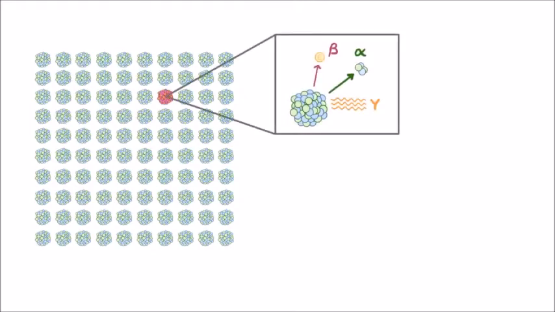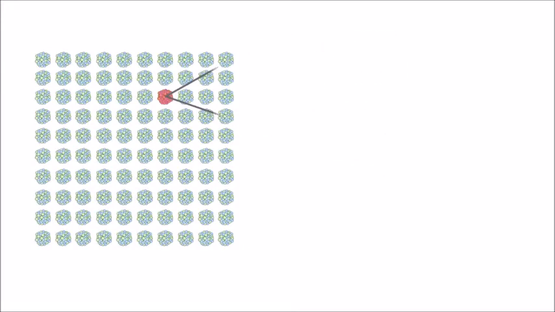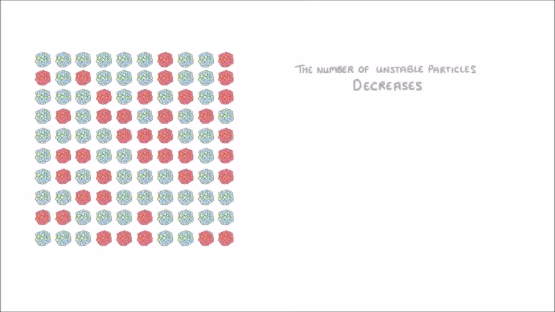Let's imagine our radioactive sample as 100 unstable isotopes, each of which can decay by emitting radiation in order to become stable. So if we watch this sample decay, the first thing we notice is that the decay process is completely random. So we have no way of knowing when any particular particle will decay. As time goes on though, and more of them decay, the number of unstable particles remaining decreases.